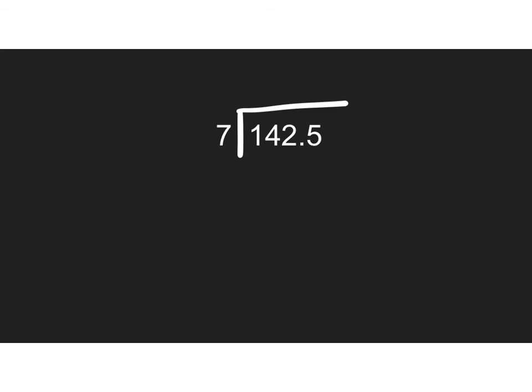One more example where the decimal is in the dividend. Remember, my first job is to bring that decimal up into my quotient, and I'm going to start dividing. 7 goes into 14. I started with 14 because I know I can't make any groups of 7 out of 1. So I'm scooting over one digit, 7 into 14. And I know that is 2. 2 times 7 is 14. And I'm going to subtract and then bring down.